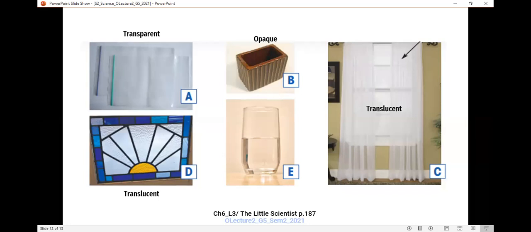Transparent. Behind the glass shown in figure D, we can see that there is someone behind it, but we cannot see who it is. So it's an unclear image.